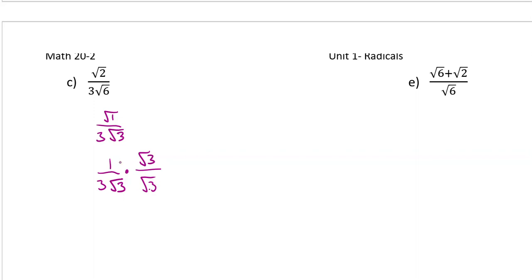Okay, so now 1 times root 3 is just root 3. Now in the bottom here, I've got 3 times, and then root 3 times root 3 is just straight up 3. So now what I have is root 3 over 3 times 3, which is 9. So my answer is now rationalized because I don't have the square root in the denominator.